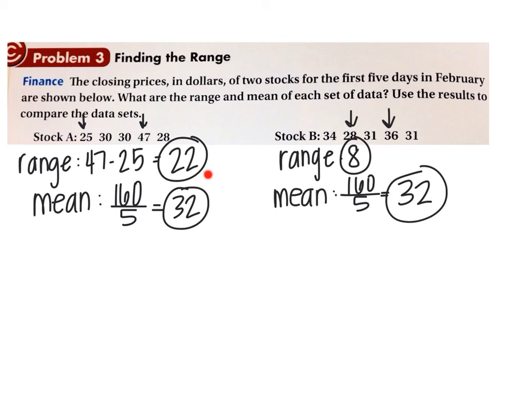The range being so different here and so small here, so big here and so small here, tells you that because I have an outlier, because the numbers are so far apart, I don't know that the mean's going to be a good indicator. Here, my numbers are pretty close together, so this probably is a good indicator. Okay?